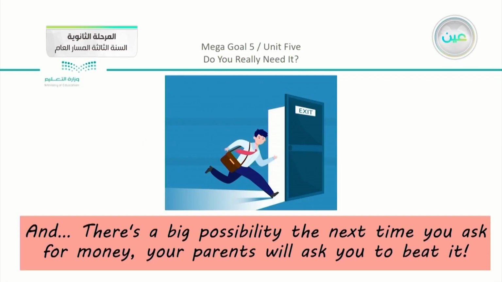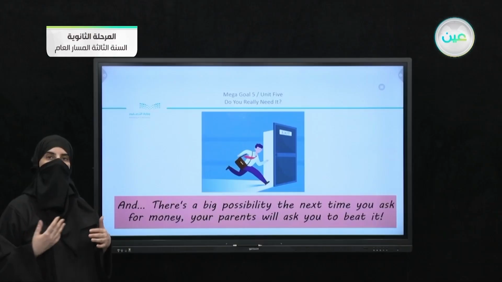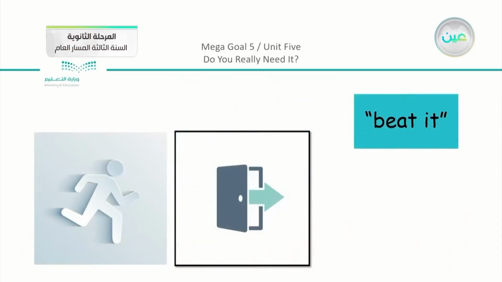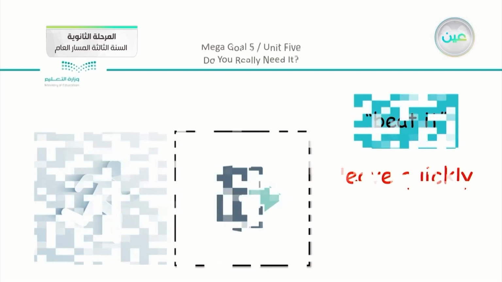And there's a big possibility the next time you ask for money, your parents will ask you to beat it. So if you just continue asking your parents for money until you max out your card or the account that you have here and you are broke, when you ask again for money, there is a possibility that your parents will ask you to beat it. Here, beat it is also a phrase meaning to leave quickly. So they're going to just ask you to leave quickly without giving you the money.